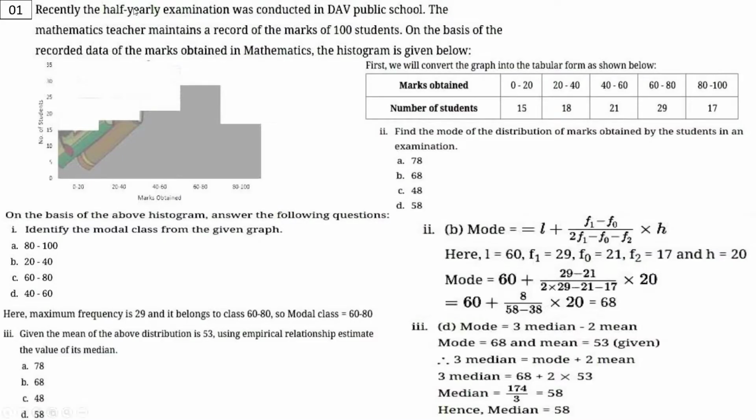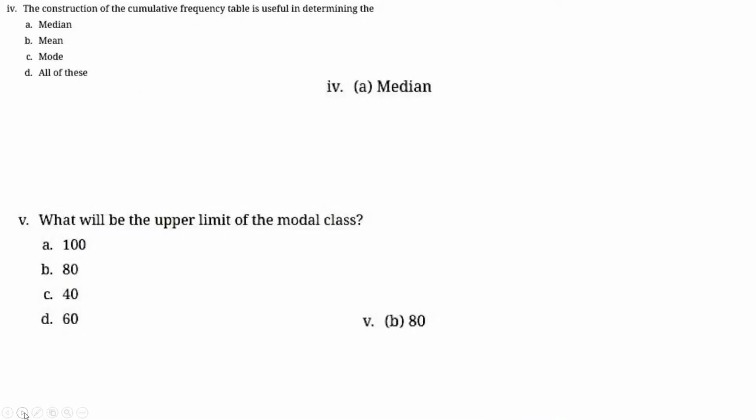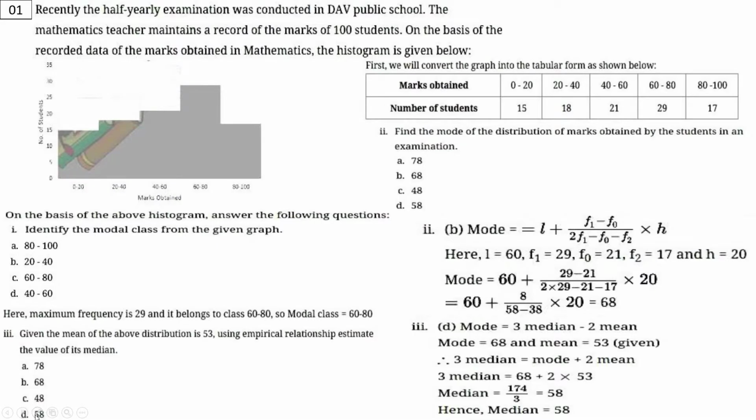Read out the question please. Number one. Recently, the half-year examination was conducted in DAV Public School. The mathematics teacher maintains a record of the marks of 100 students. On the basis of the recorded data of the marks obtained in mathematics, the histogram is given below. This is the histogram you can see.